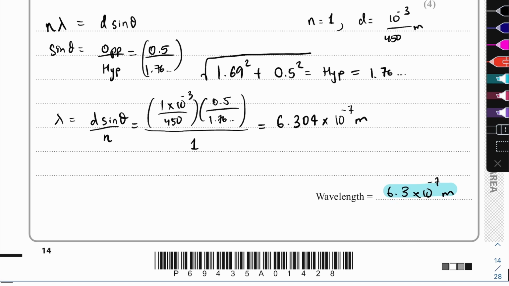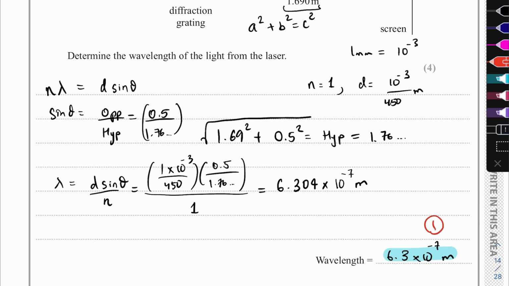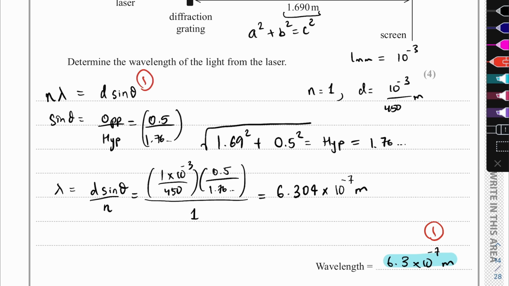Where are the marks here? Let's check. 1 mark for getting the answer, obviously. Then we have 1 mark for using this equation, so it's very important to write down the equation. Then we have to work out d, that's the 2nd mark. And the 3rd mark is to find what sine theta was.